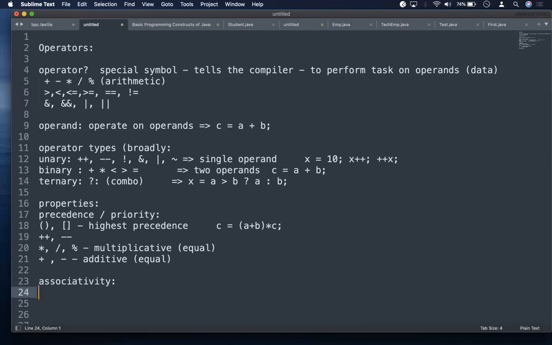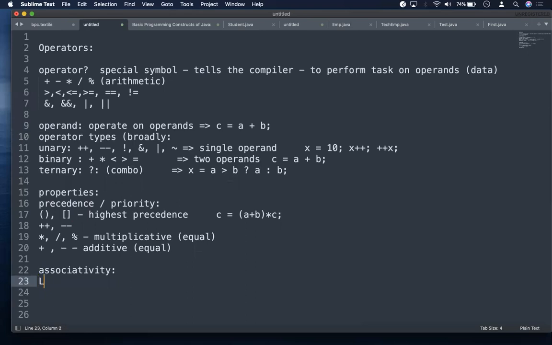Now coming to the associativity. Every operator is associated with associativity also. What is that? Two kinds of associativities are defined. One is left to right associativity, and we have right to left associativity. Almost all operators will have left to right associativity. Only a few operators do not.